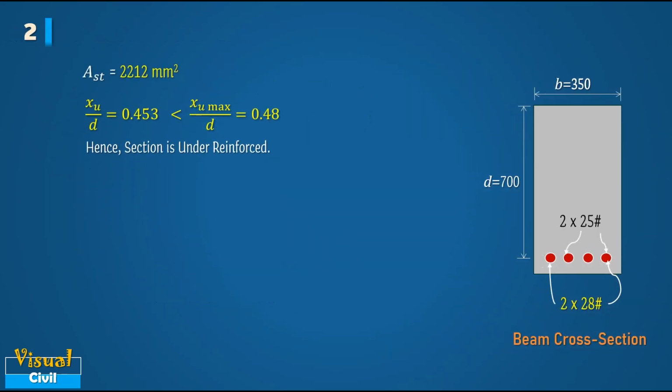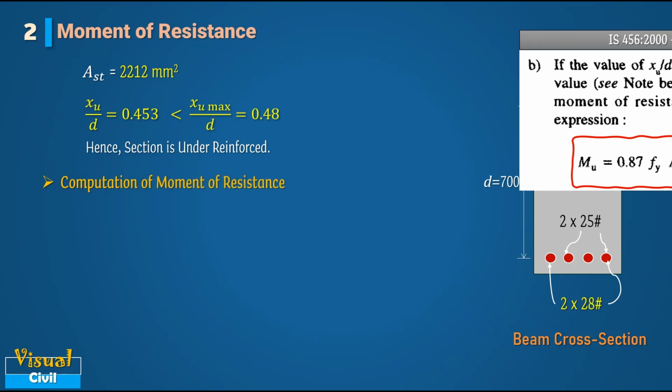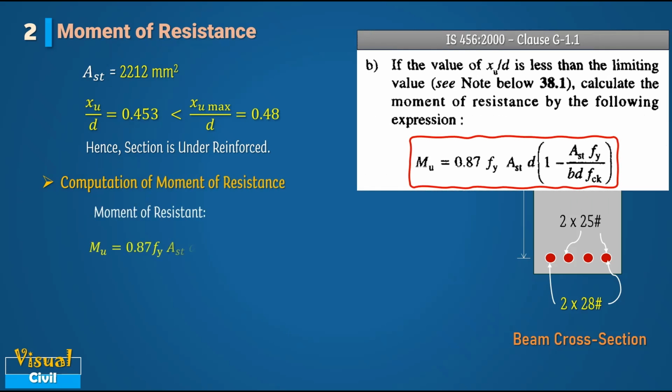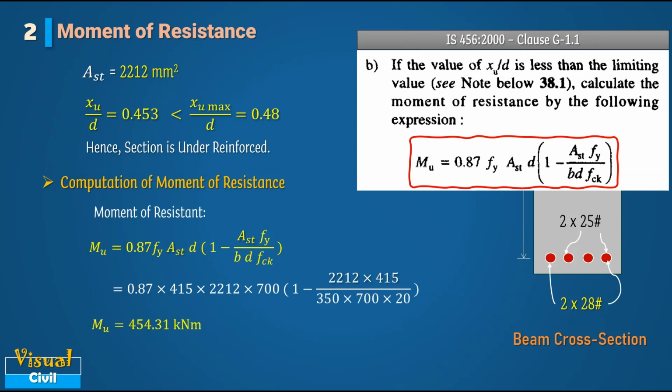For under-reinforced section, the moment of resistance will be calculated based on the expression given in clause G 1.1b. By substituting all the data into this expression, we arrive at the ultimate flexural strength or moment of resistance, which is 454.31 kN meter. This represents the maximum capacity the beam can safely handle under these conditions.